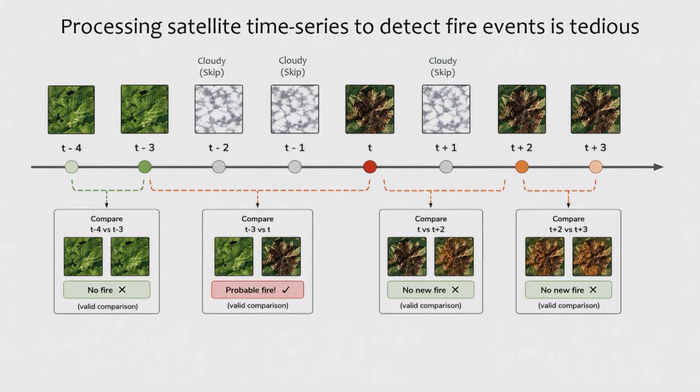And the traditional technique for processing satellite time series is really quite painful and tedious because it requires looking at multiple time steps in the year. So you can see we're going from time -4, it's green, it's not burnt, it's burnt. Oh no, there's some clouds. Oh no, there's some more clouds. And then if we go to the next one along in that sequence, you can see that it's burnt at that stage. And then there's some more clouds. And then we see it's burnt, and it's burnt at the last two, but it hasn't been any new fires.